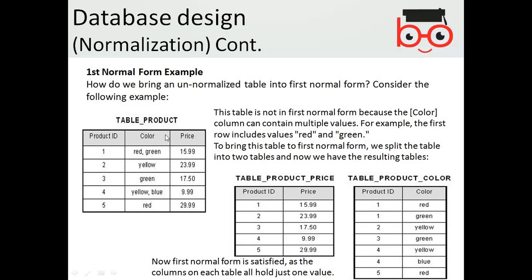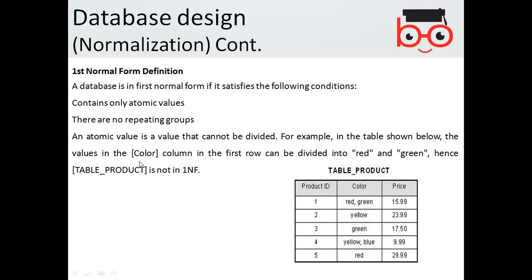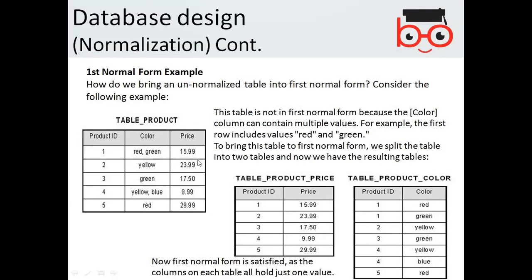Now look at this. If you are making a table in the first normal form, then in order to create unique values as well as remove the repeating groups, you split the table: product IDs 1 2 3 4 5 6, and you created another table where product ID 1 can have red, product ID 1 can have green, product ID 2 can have yellow, product ID 3 can have green, product ID 4 can have yellow, product ID 4 can have blue. In this way, this condition satisfies the first normal form.